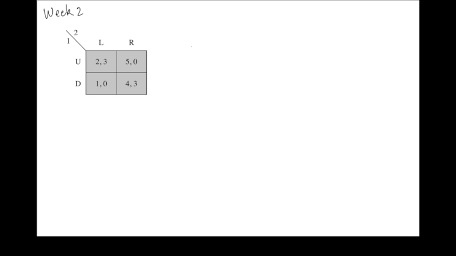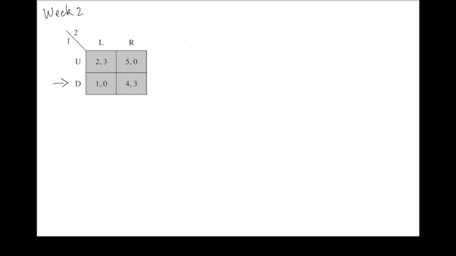Now let's look at player 1's options here. Player 1 could play up or down, player 2 can play left and right. Is there anything player 1 could believe about what player 2 is going to do that would make down a sensible choice? In other words, would player 1 ever want to play down for any beliefs about what player 2 is going to do? Let's take a look.